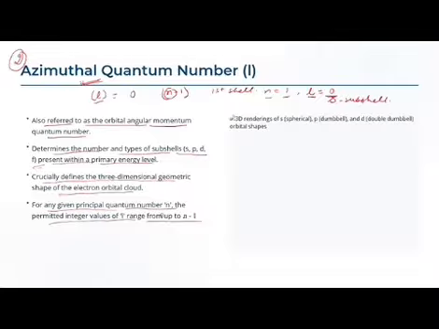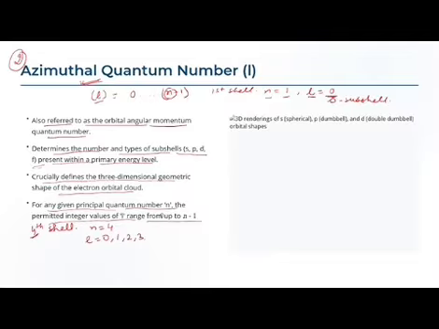Similarly, we can take another example. Suppose we have the fourth shell. So fourth shell means the value of n equals 4. Now we will calculate the value of L here, which tells us the number of subshells present in that respective shell. So in fourth shell, how many subshells will be present? That we can calculate from the value of L. Now the value of L will be 0, 1, 2, 3.